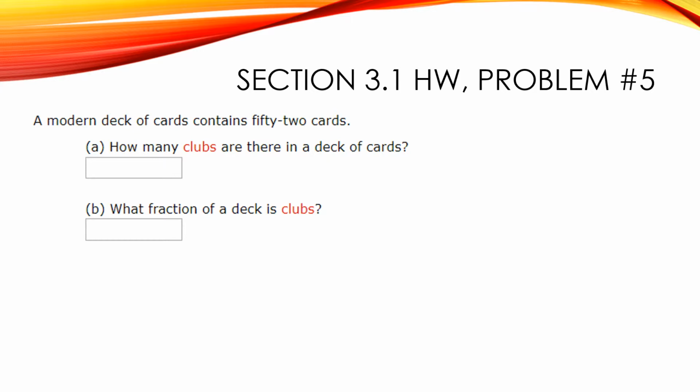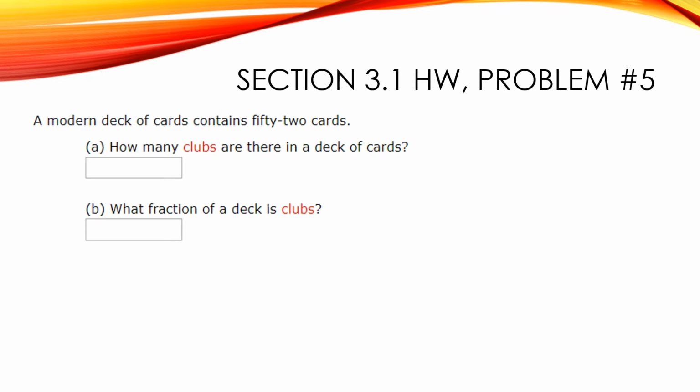Let's look at an example with cards. This is straight off your homework, section 3.1 homework, problem number 5. Notice that there's one word here in red. That word may be different on your homework. Mine says a modern deck of cards contains 52 cards. How many clubs are there in a deck of cards? And then what fraction of a deck is clubs? Instead of clubs, you might have hearts or diamonds or spades.